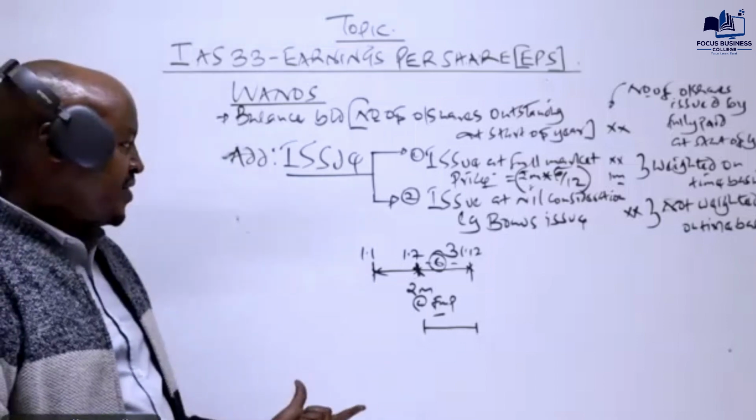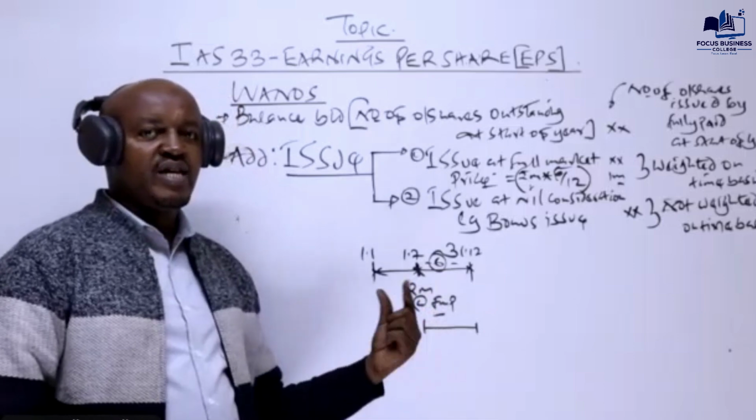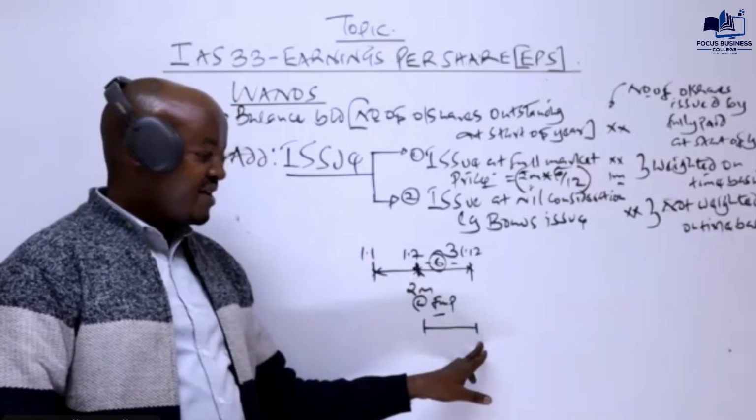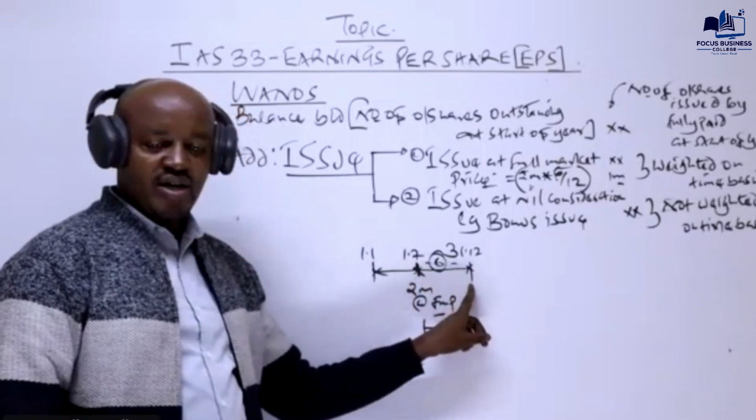The reason why we do that is because those who bought the shares of this company are only deemed to be entitled to share the profit of the company from the date the shares were issued up to the end. So they will only be entitled to share the profit from this date to that date.